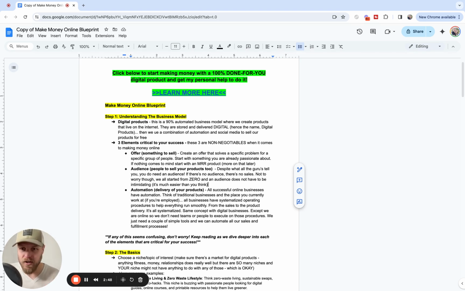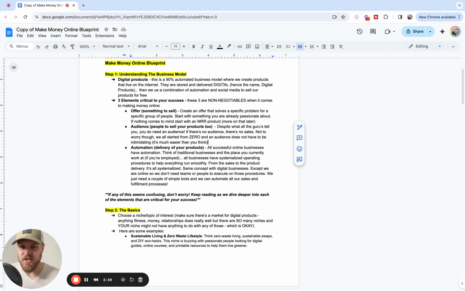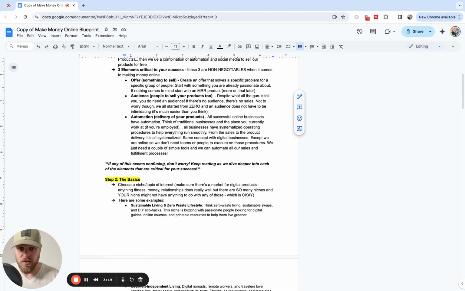These are the three critical elements. You need an offer, which is simply something to sell; an audience, which is simply people to sell your products to; and then automation, a way to deliver your products and fulfill them. And when you learn this stuff the right way, a way to do the follow up and even the sales on autopilot, so you're not spending all day emailing and messaging prospects back and forth. You build your systems and your systems do the selling for you at all hours of the day.